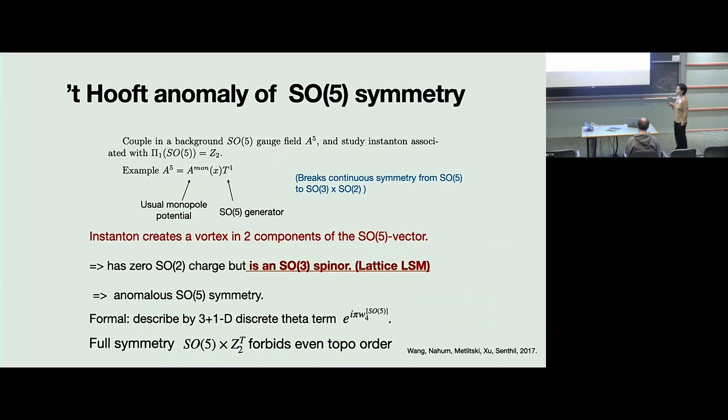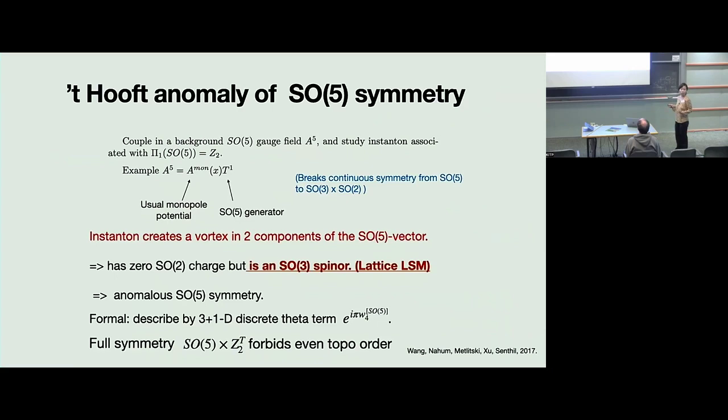And this SO5 symmetry is actually anomalous in the sense that an instanton configuration of the SO5, which creates a vortex in one of the SO2 group, will carry a spinor representation of the other SO3 group. So this is nothing but the manifestation of the lattice Lieb-Schultz-Mattis constraint. So namely the vortex of the SO2 group, which is the VBS order parameter, will carry a spinor of the physical SO3 rotation.